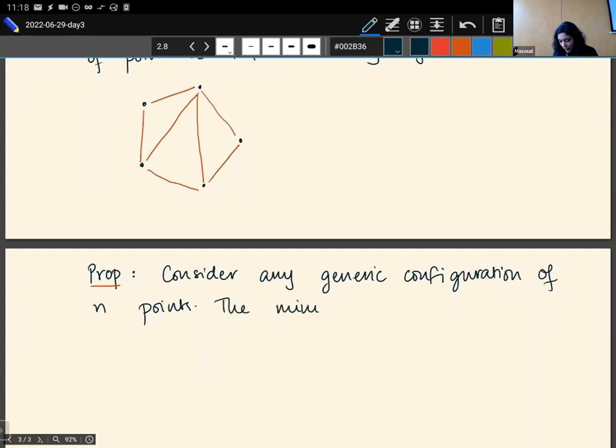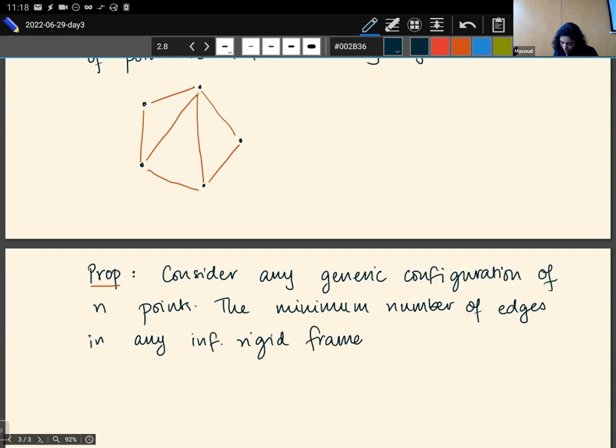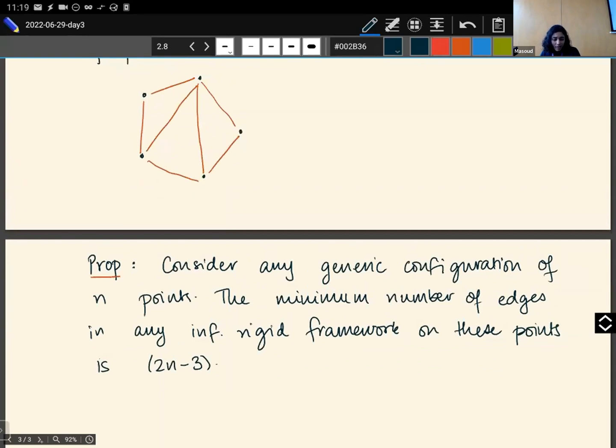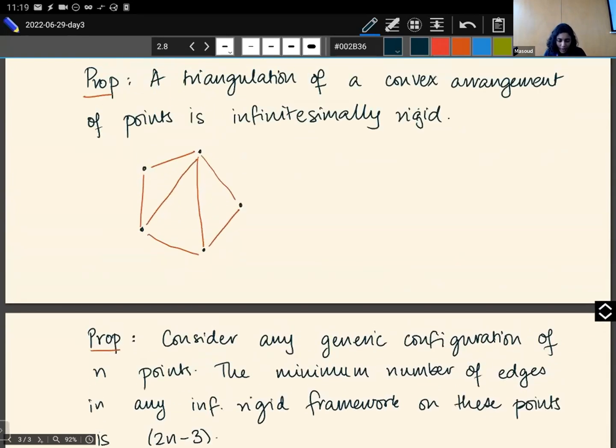The minimum number of edges in any infinitesimally rigid framework on these points. It's your favorite number. It's 2n minus 3, as we saw in the triangulations case. So that's great. So triangulations of convex arrangements, not only are they infinitesimally rigid, this proposition proves that if you remove any edge, you get a flex.